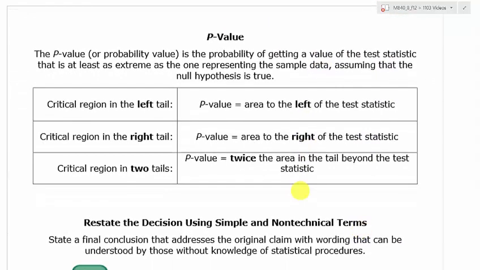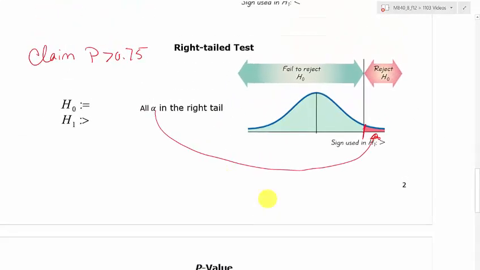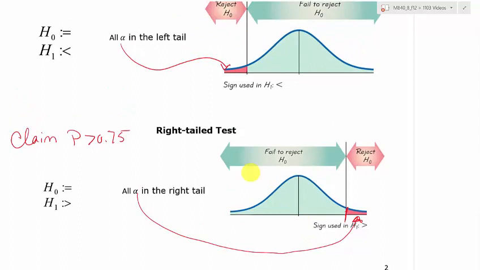The p-value, or probability value, is the probability of getting a value of the test statistic that is at least as extreme as the one representing the sample data, assuming that the null hypothesis is true. So here's a table of words, but I'm going to go back up to our pictures so that I can talk about the p-value. In this picture, this red area has an area of alpha, and this is your critical value.